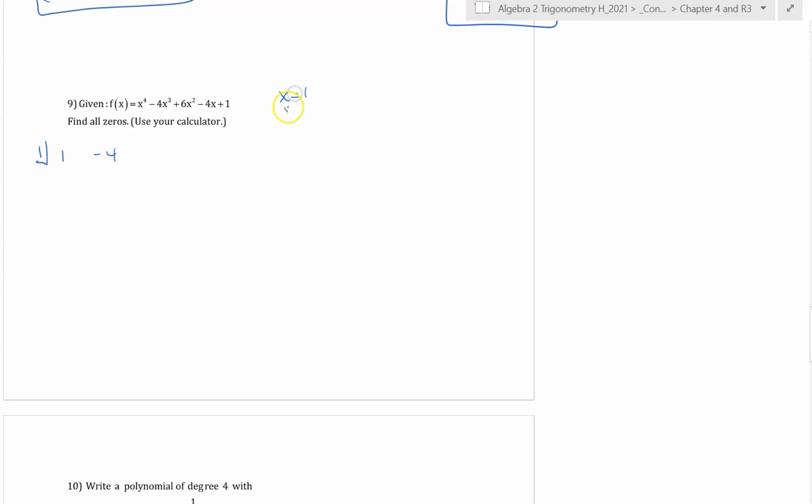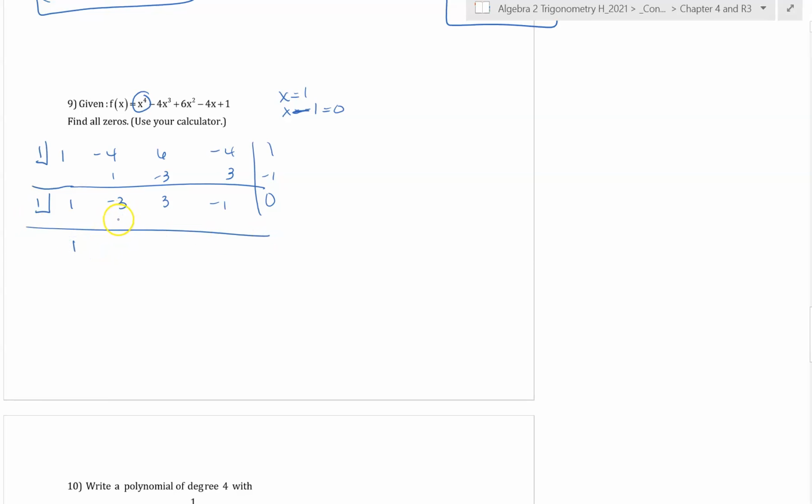If x equals 1 is a 0, x minus 1 is a factor. So let's try 1 on the magic shelf here. There we go. So we've got 1, negative 3, 3, negative 1. Okay, so 1 worked. Now, I don't know what else to do because I didn't see any other real zeros. And again, we have to whittle this down to a quadratic, or we don't know what to do. So why don't we just try 1 again? Maybe it has multiplicity 2.